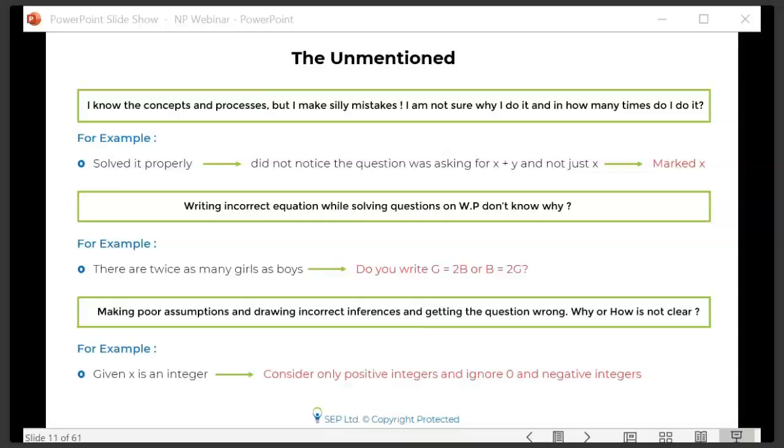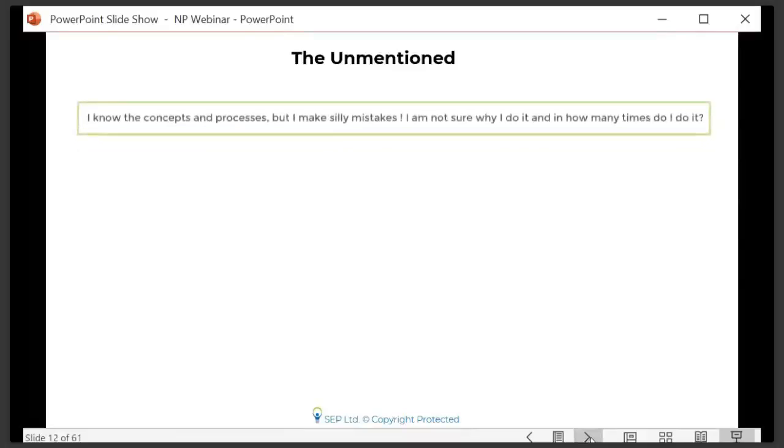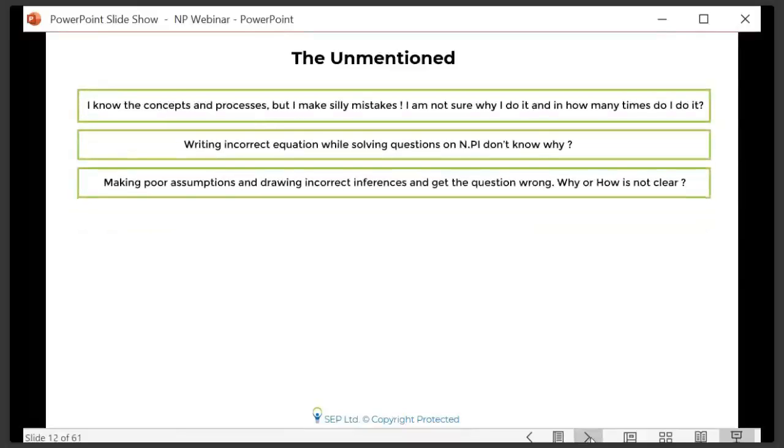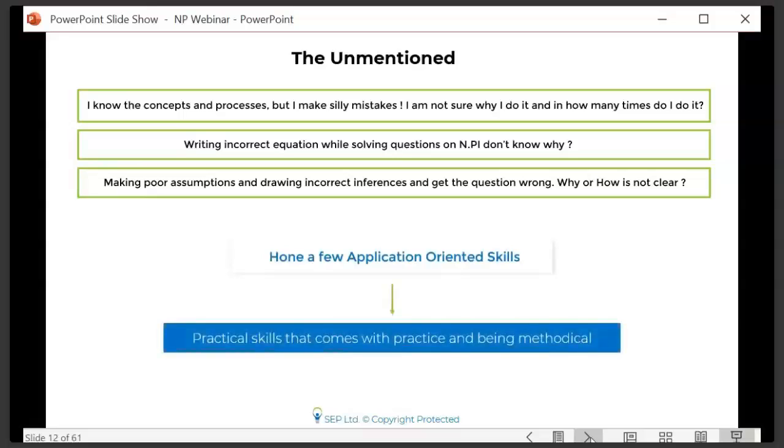So how should we resolve this issue? And please understand, this unmentioned is something which is not related to any topic. It's an application-oriented skill basically, that you need to practice, and you need to keep track of it. Let's say you're making a lot of silly mistakes. How many times are you making them? Where are you making them? What kind of mistakes are you making? Are you missing out a constraint because of which you're not doing well?